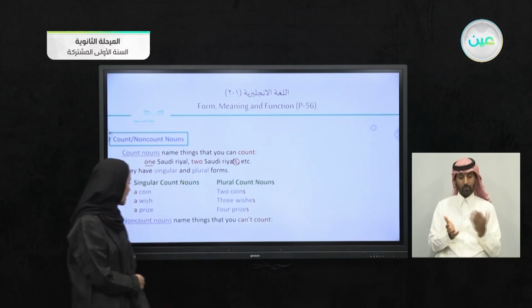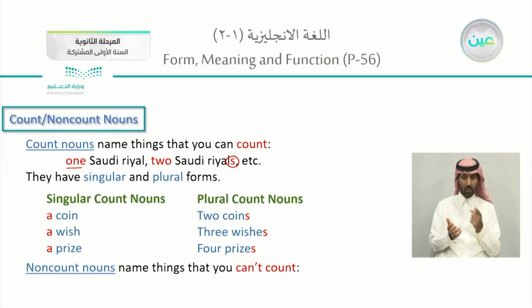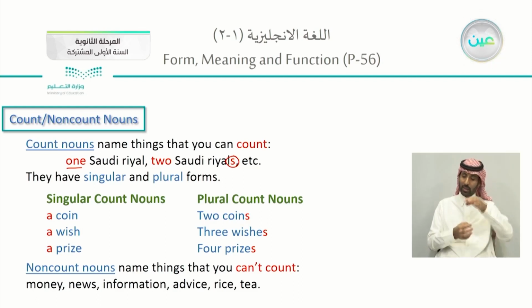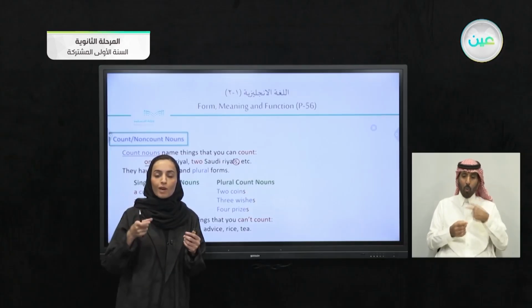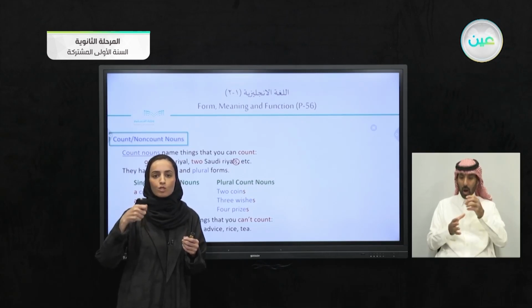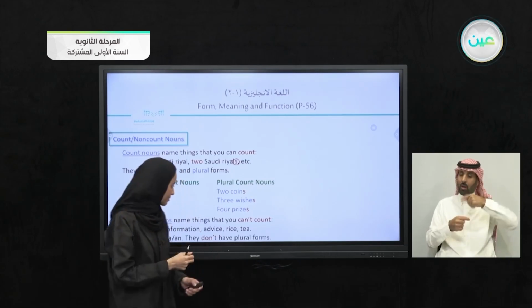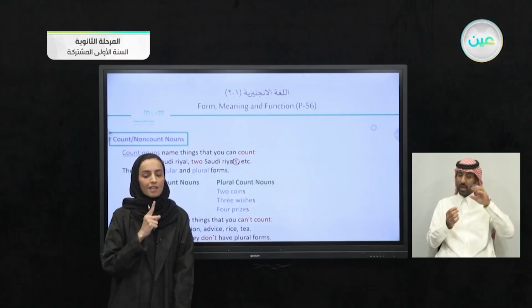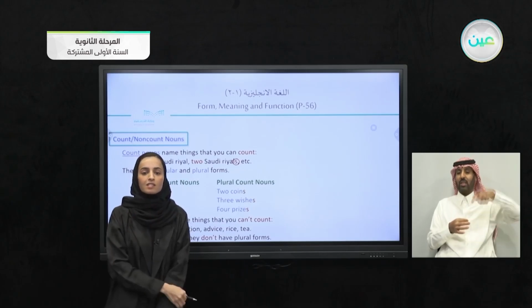How about the non-count nouns? Non-count nouns name things that you can't count. Maybe mass, liquid, or powder. Like money, news, information, advice, rice, and tea. I can't tell whether it is 1 or 2. I can count the cups. I can't count the spoons, however, not the item itself. They do not use a or an, and they do not use the plural form. So it is tea, not a tea. It is tea, not teas.